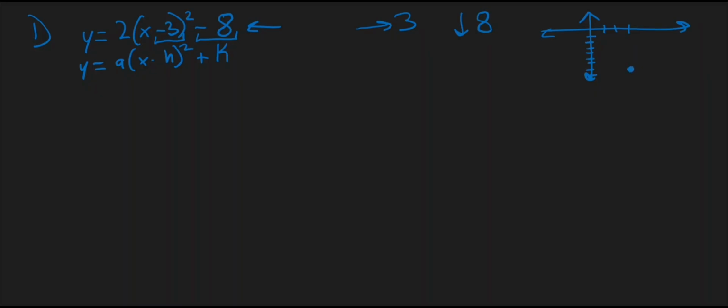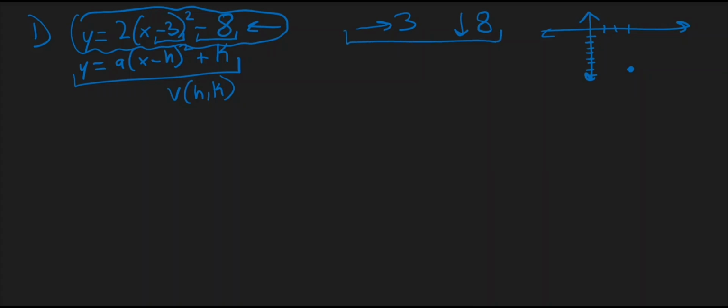So we know that the vertex in the vertex form of a parabola would be at h, comma, k. And for the parabola that we have over here, we know that the h term would be a 3, and the k term would be a negative 8. That aligns with what the translations are. It's moving right by 3, so it's positive 3. And it's moving down by 8, so it's negative 8.